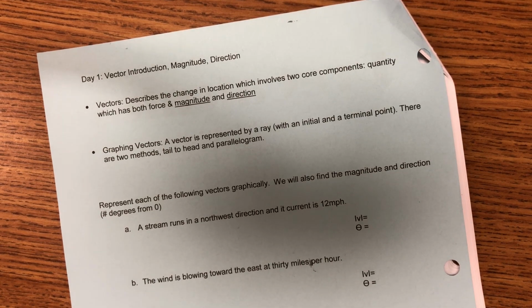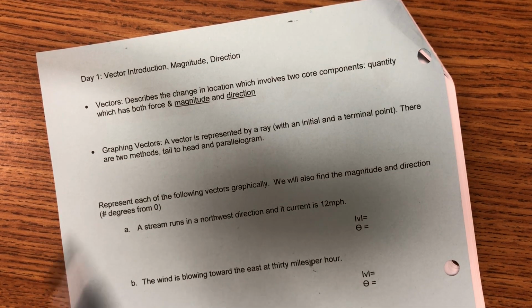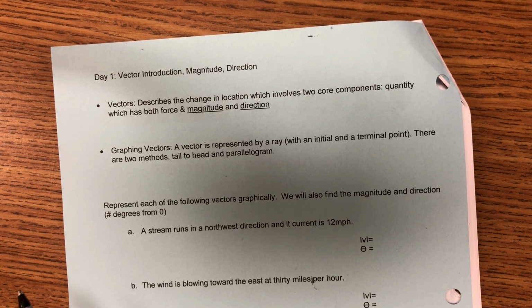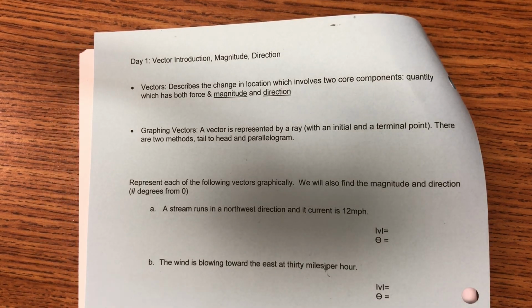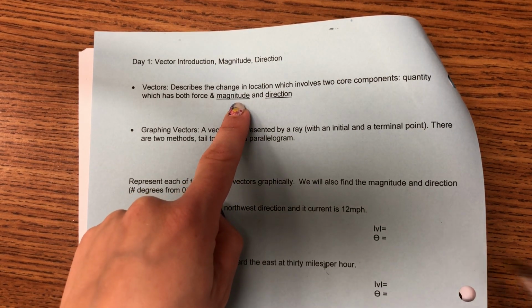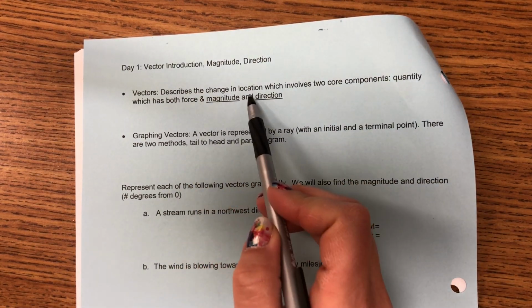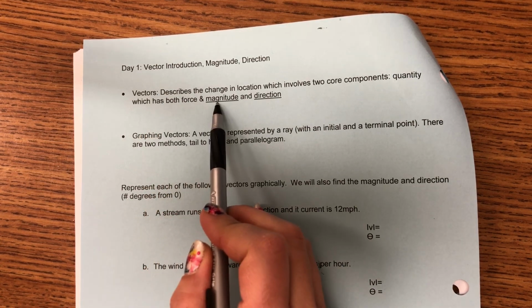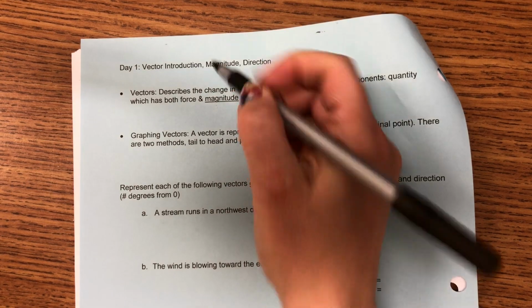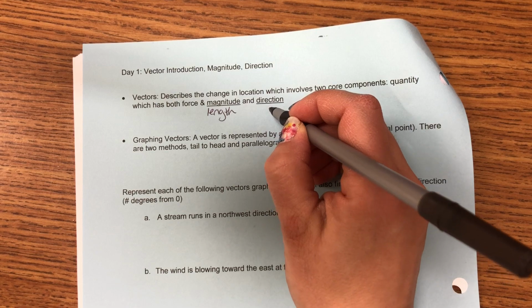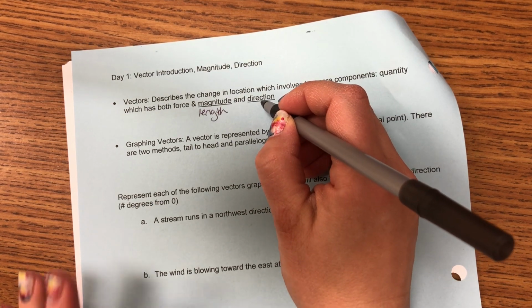So first, let's define what a vector is. A vector is a segment or a ray that has both direction and length. But instead of length, we use the word magnitude, and you see that here on page 2. So a vector describes the change in location, which involves two components: a quantity which has both magnitude and direction. So the length and the direction that that ray is going, or the segment is pointed in, matter.